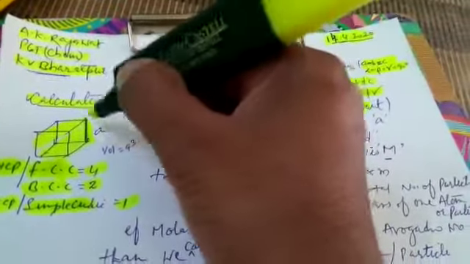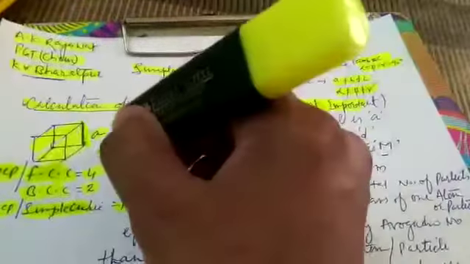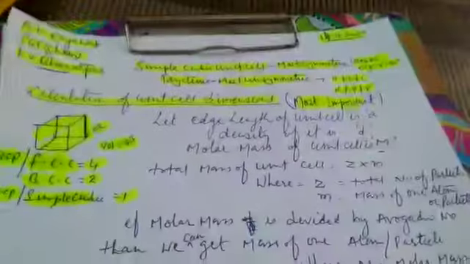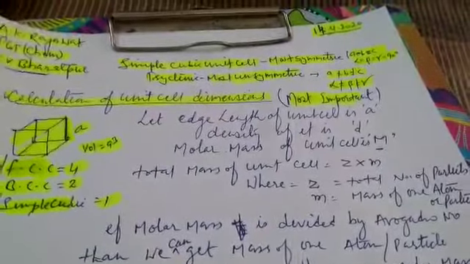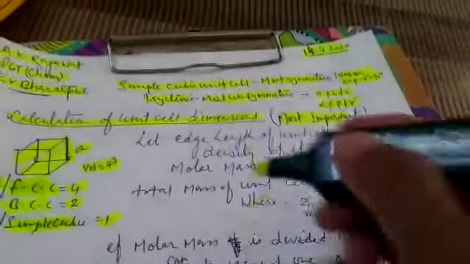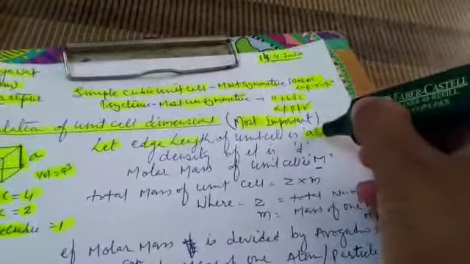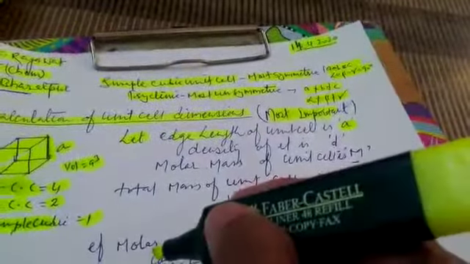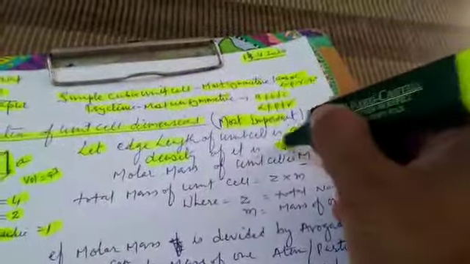Now if the edge length of a unit cell is A, then the volume of the cubic unit cell is A cube. Now we will calculate the density of the unit cell. Suppose the edge length of the unit cell is A and the density of the unit cell is D.